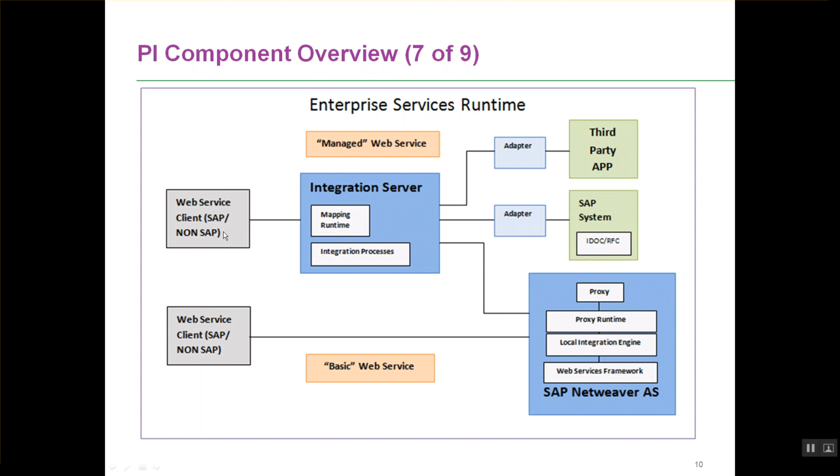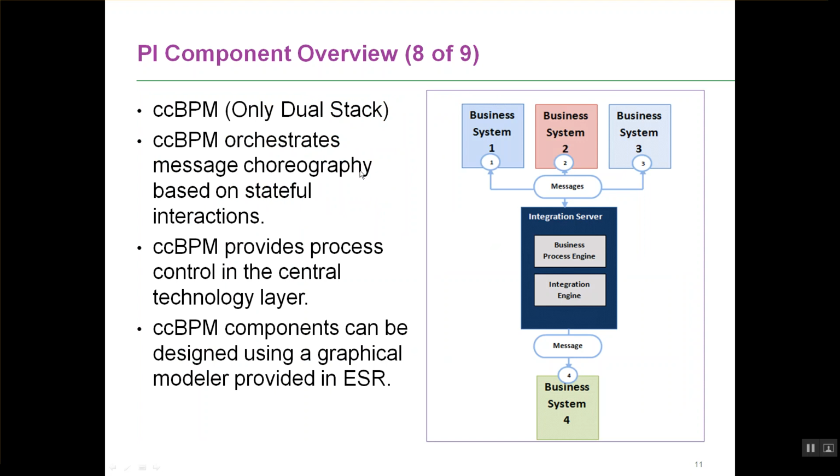So the third-party systems, instead of connecting directly to ECC, will now connect via PI. And then PI would in turn connect to ECC, or it can make a call to another third-party system or to any other SAP system, and so on. And those components are called the managed web service.